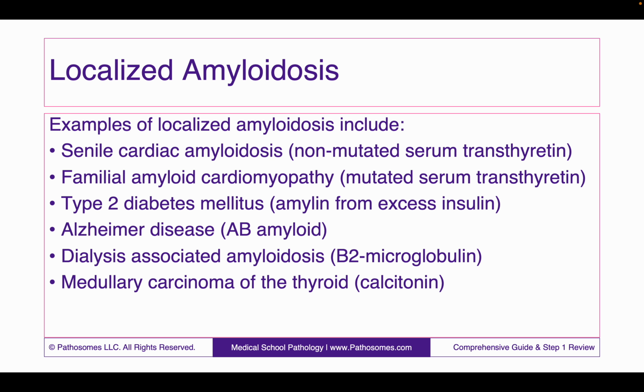With type 2 diabetes mellitus, amylin from excess insulin. Regarding Alzheimer's disease, alpha-beta amyloid, or dialysis-associated amyloidosis, beta-2 microglobulin, or medullary carcinoma of the thyroid due to calcitonin. So these are various forms of localized amyloidosis, some conditions that they are associated with, and in parentheses, the type of protein that is accumulating.